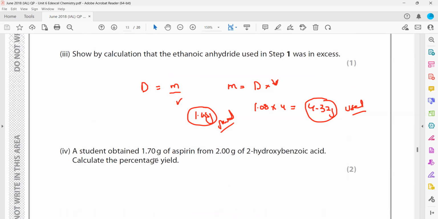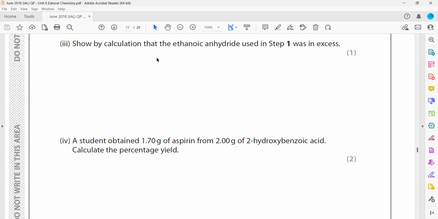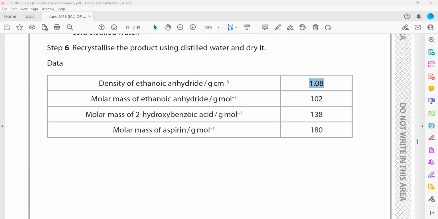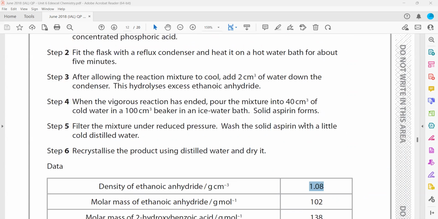Then a student obtained 1.7 grams of aspirin from 2 grams of 2-hydroxybenzoic acid. Calculate the percentage yield. Percentage yield is the practical value divided by theoretical, times 100. Practically we are getting 1.7, but we'll find the theoretical. So we'll take a ratio between the limiting reagent, which is 2-hydroxybenzoic acid, and the aspirin. So 138 and 180.